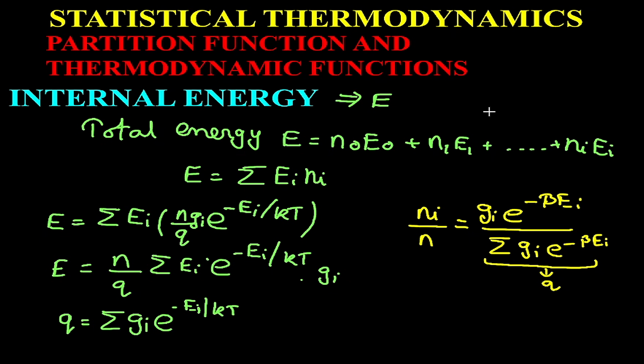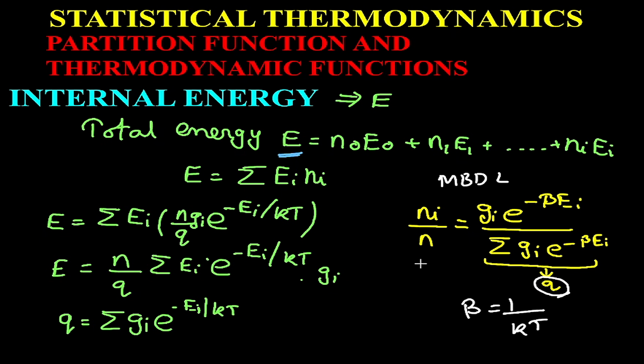This is when we are distributing a total of N particles between Ei amount of energy states, and the total energy is written as E, and hence we could write E is equal to summation Ei Ni. Maxwell-Boltzmann distribution law: Ni upon N is equal to gi e raised to minus beta Ei upon summation gi e raised to minus beta Ei, and this lower term is the partition function. Also beta, we know, is equal to 1 upon kT.